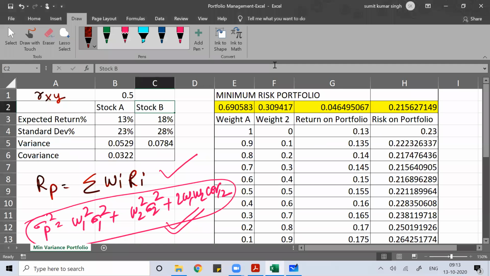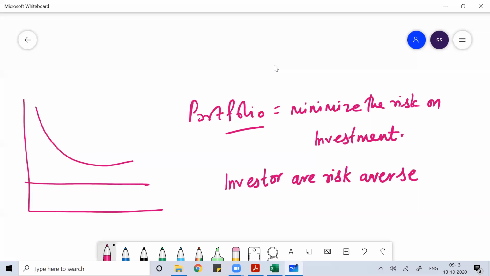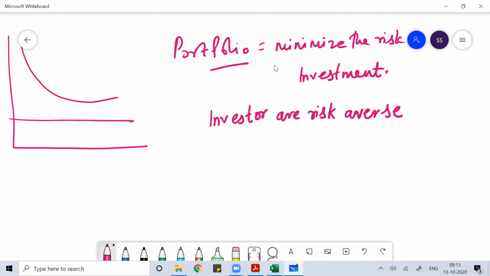Imagine I give you two stocks, A and B, and I want to know how much money I should put in A and how much in B, if my objective is to minimize the total risk on the portfolio. What is the weight of one?